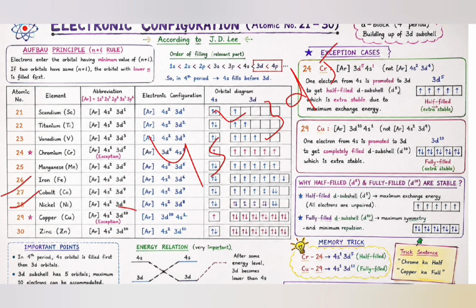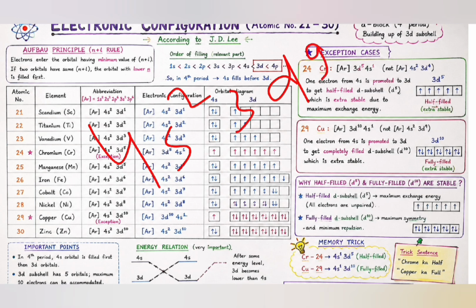Now come to copper. Look at it very carefully. The configuration of copper should be 4s2 3d9. But the configuration is not 4s2 3d9. One electron from the 4s came into the 3d orbital, and the configuration is 4s1 3d10.